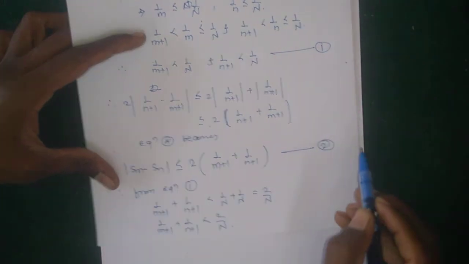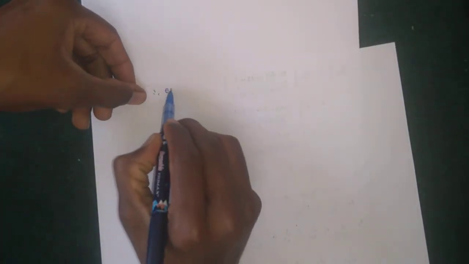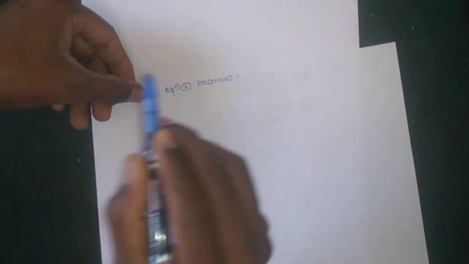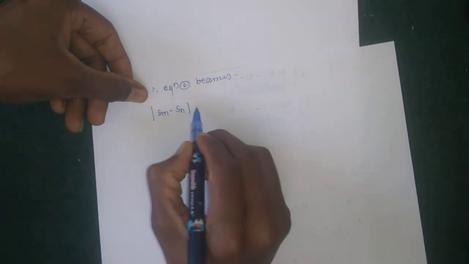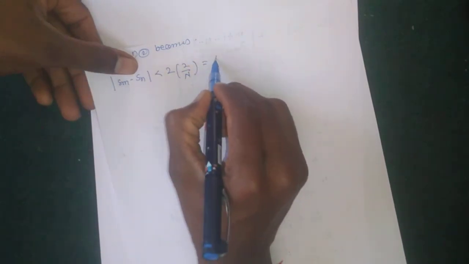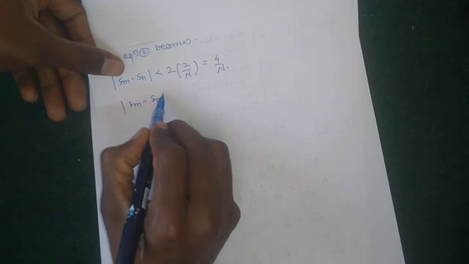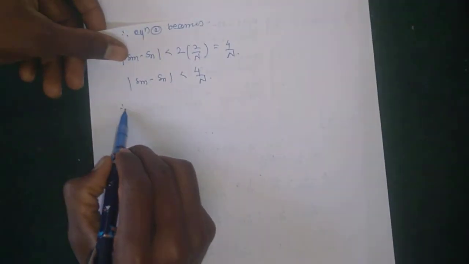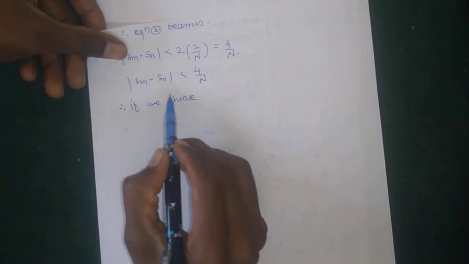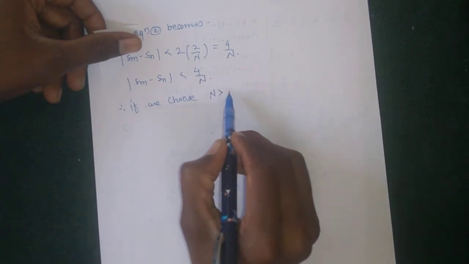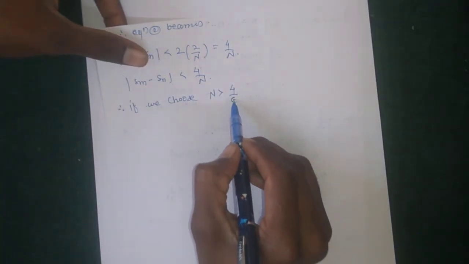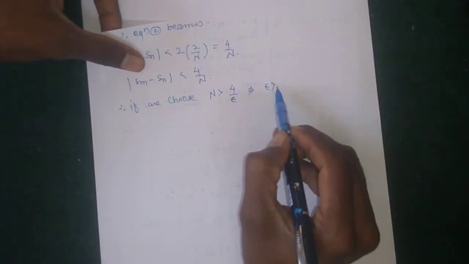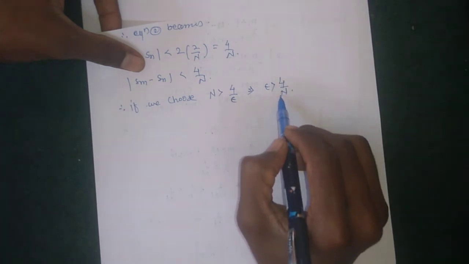Equation 2 becomes |Sm - Sn| is strictly less than 2 times 2 by N, which is equal to 4 by N. Therefore |Sm - Sn| is strictly less than 4 by N. Therefore if we choose N strictly greater than 4 upon epsilon, then epsilon must be strictly greater than 4 upon N, that is, 4 upon N is less than epsilon.